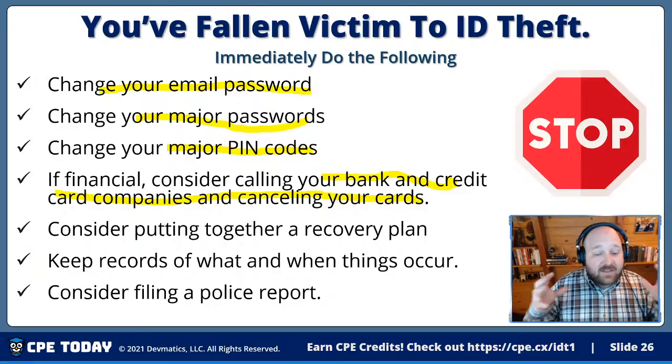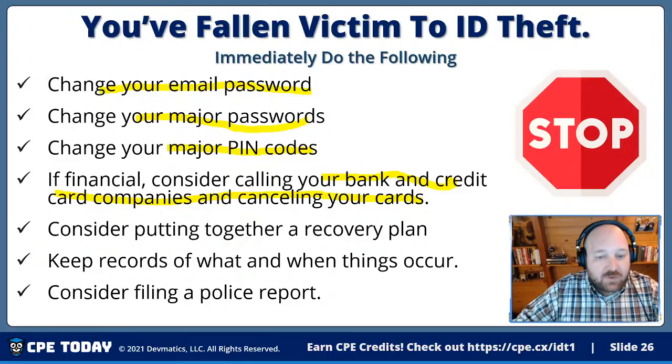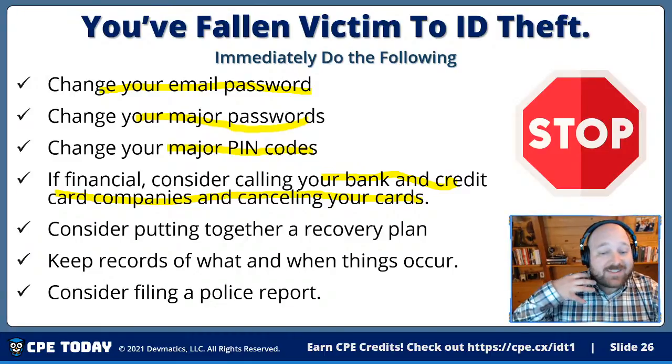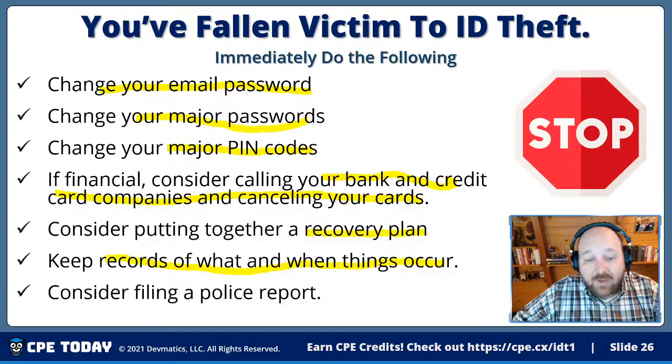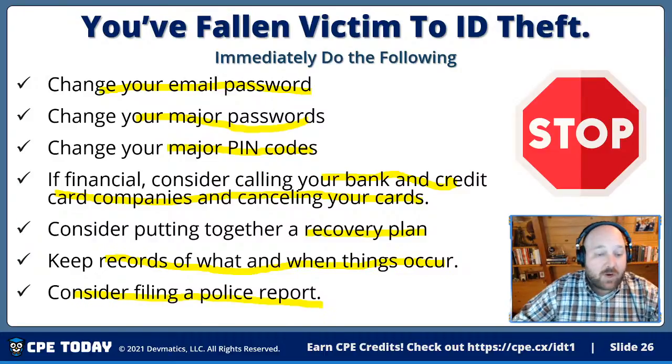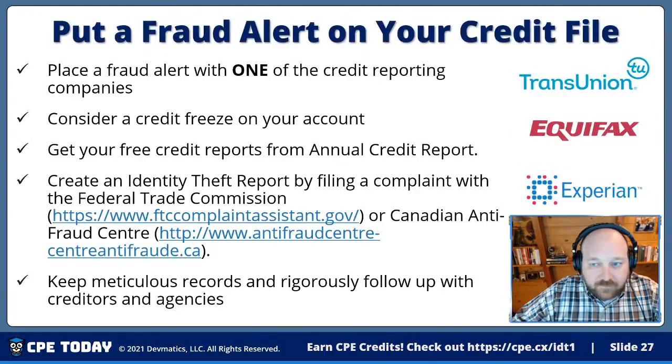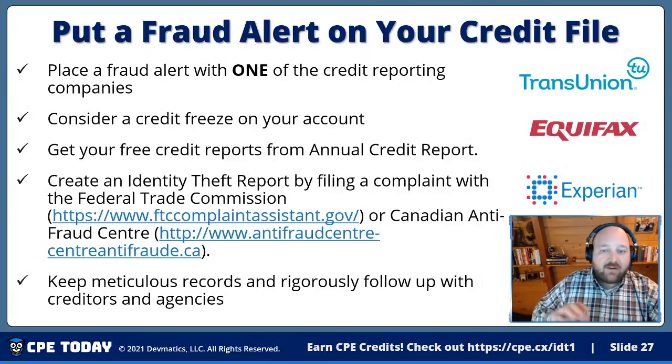Often with identity theft, it's about triage. It's about limiting our risk with respect to the damage that has occurred and stopping further damage from occurring. You might want to put together a recovery plan. We'll talk about that in a minute. Absolutely, you're going to want to keep meticulous records about when things occurred, how they occurred, and where they occurred. If you believe identity theft occurred, you're going to want to gather that evidence and then ultimately consider filing a police report.